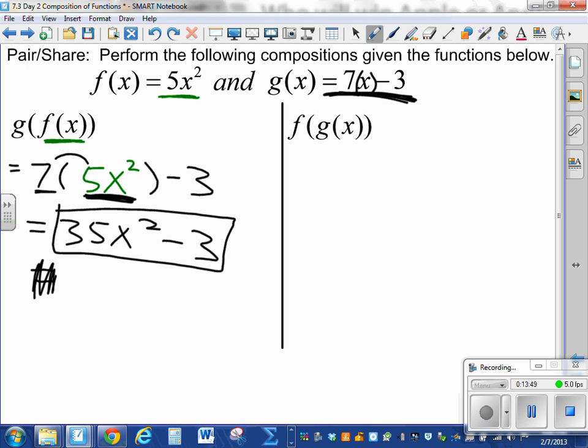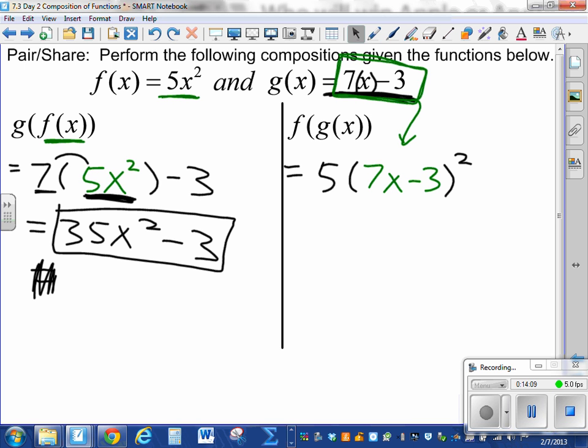Okay, next one, f function comes first, so you're going to get a 5 blank spot squared because that's your f function. What goes inside is your g function, which is this piece right here. So that piece is going right inside of there. So 7x minus 3.